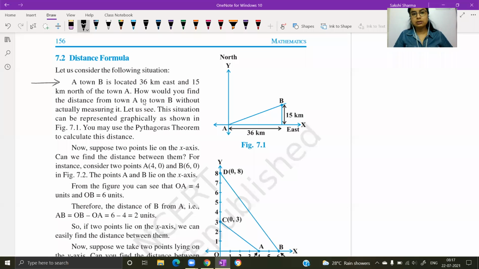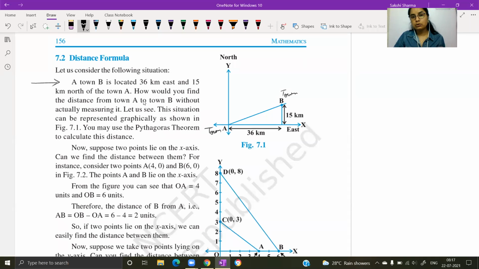So this is the situation described here. This is one example of a question which could be asked as a case study question. A town B is located 36 kilometers east and 15 kilometers north of a town A. This is the location of town B with respect to town A. So they have assumed town A as the origin and then marked town B's position. 36 kilometers east means 36 kilometers towards the right, and from there 15 kilometers north, upwards. So this is town B's location.